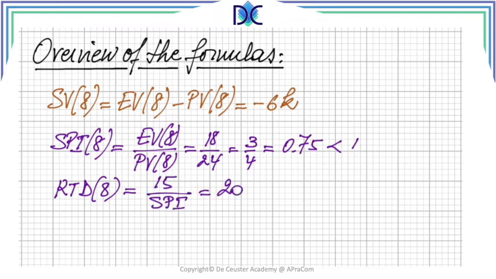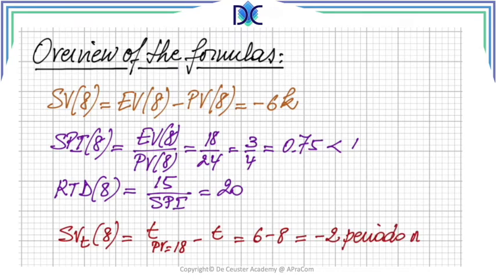Another element is the RTD, the revised total duration at period 8. Per definition, it's the normal duration, 15, divided by the SPI. So when we divide 15 by 3/4, we find that this is equal to 20. And the last element, the time-based schedule variance, is in fact the time where we should have reached the planned value that we reached at period 8, the planned value equal to 18, minus the time that I'm considering, which is period 8. It's 6 minus 8, so it's minus 2 periods or weeks.